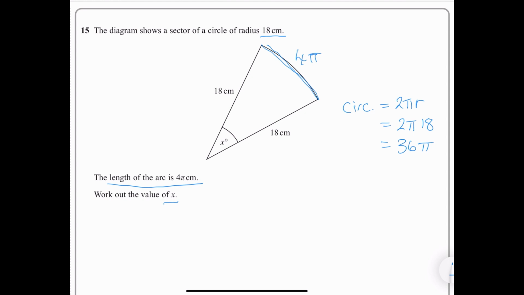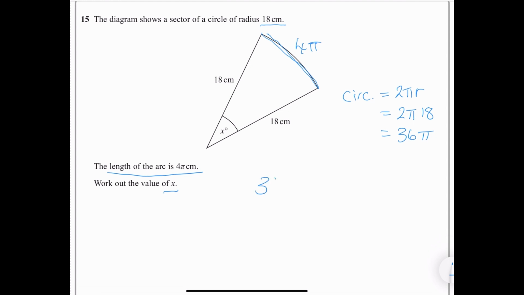What I'm going to do is create an equation. 36 pi would be the circumference if I had the full circle, but I don't. I only have x degrees of the full circle. So I have x out of 360 degrees, if you like. And that gives me 4 pi. Okay, I'm going to work through this to try and figure out what x is. So the left hand side gives me 36 pi times x divided by 360.